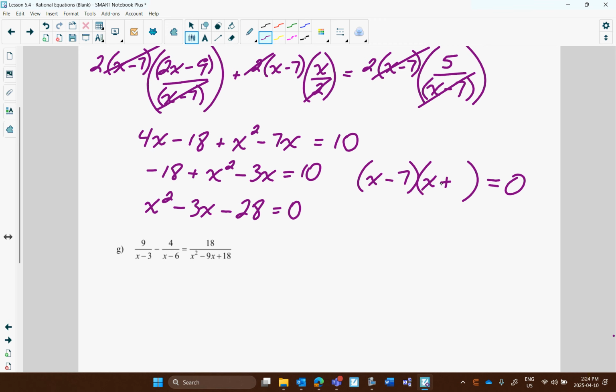minus 7 plus 4, which means our solutions are, and are those okay? Checked against the NPVs. No. The 7 is not. That's an NPV. So it's gone. So our only answer is negative 4.